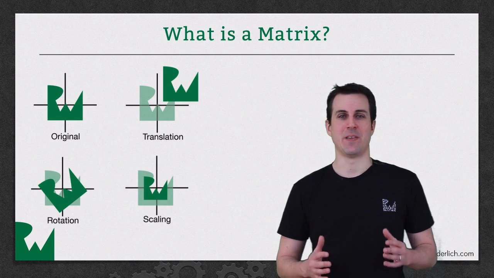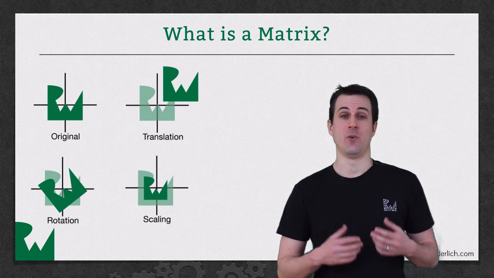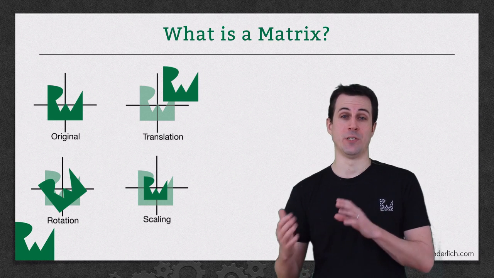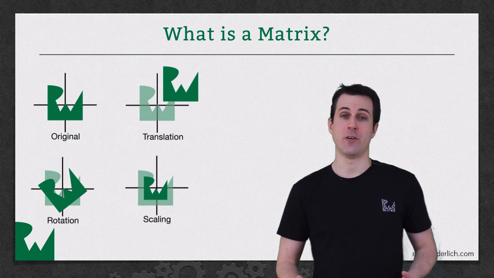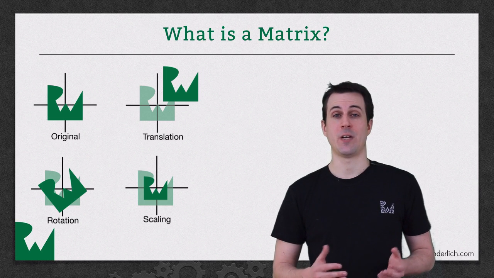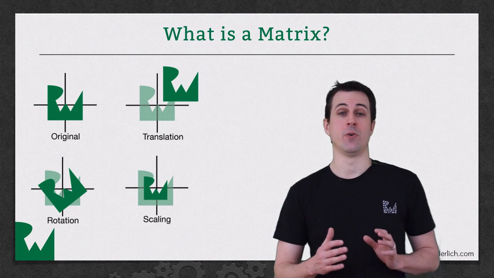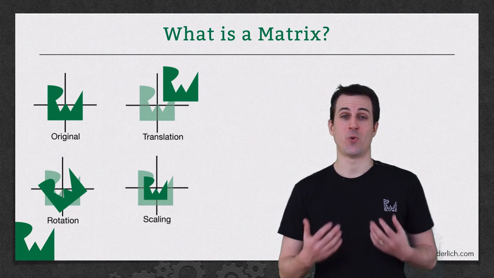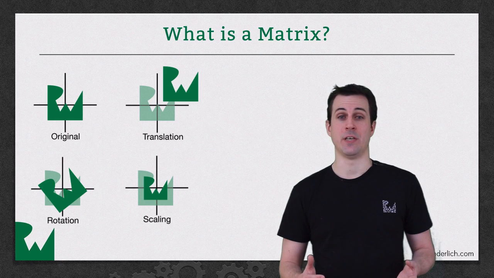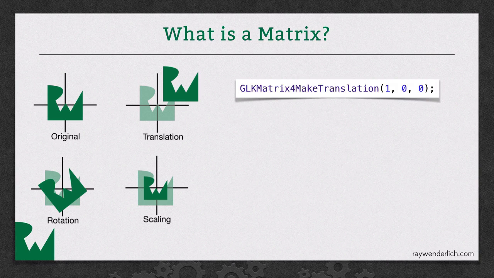You can think of a matrix as something that you use to transform the vertices that make up your model. You can use it to transform those points to a new position, or to rotate all those points, or to scale those points. For example, here's a diagram that shows you how you can use different kinds of matrices on all of the vertices in the RW logo to either translate it, rotate it, or scale the entire model. Now you can create these matrices very easily with GLKit just through single function calls like the one you see here.